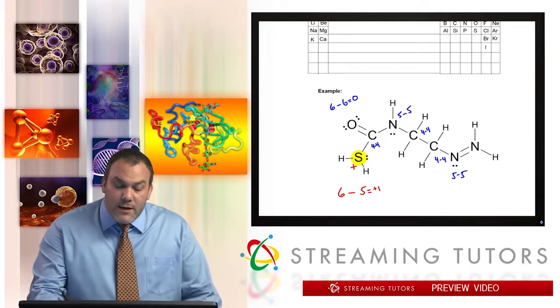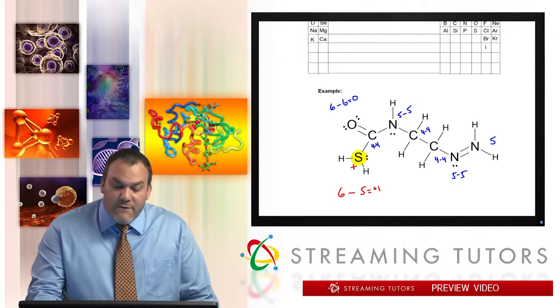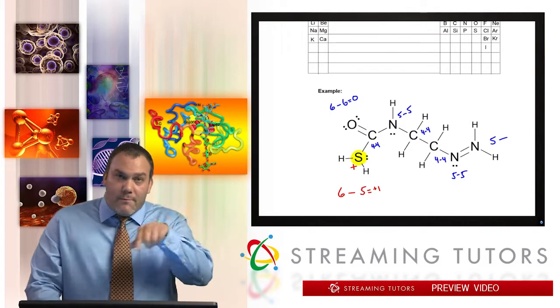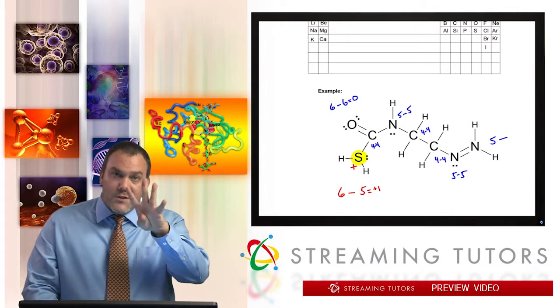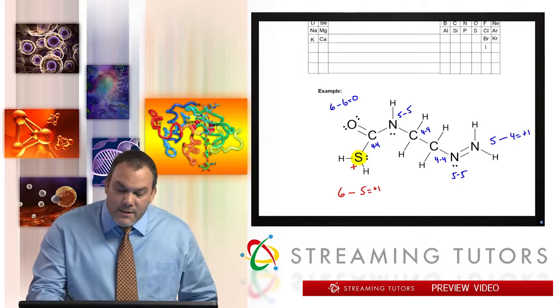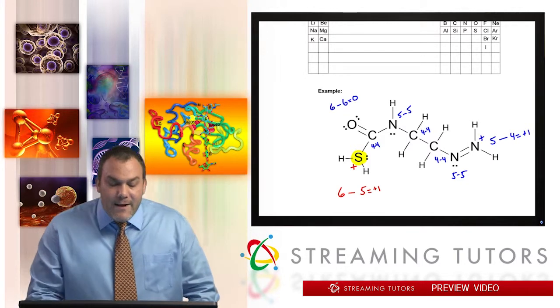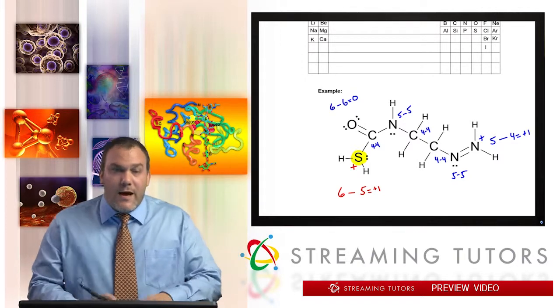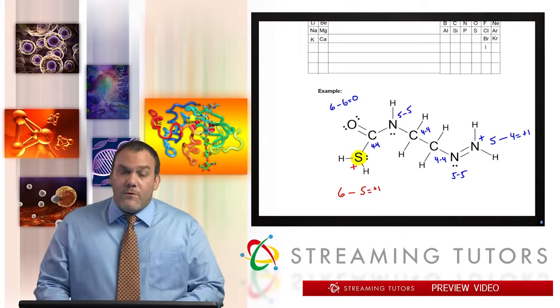All right. Nitrogen here is valence number 5 minus, it has a double bond and 2 single bonds. So 4 sticks around it. So 5 minus 4 equals plus 1. This is a positive charge. And there you have it. We just knocked out every single atom here. And that's how we do formal charge.